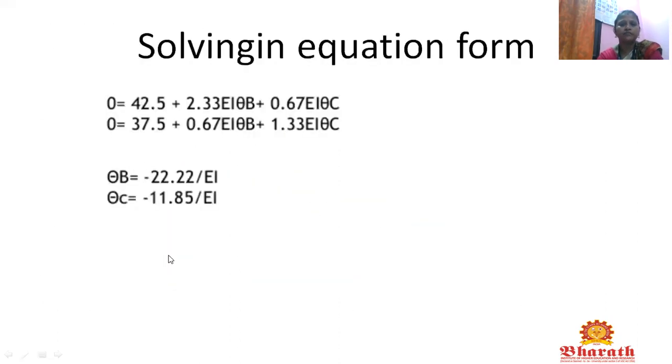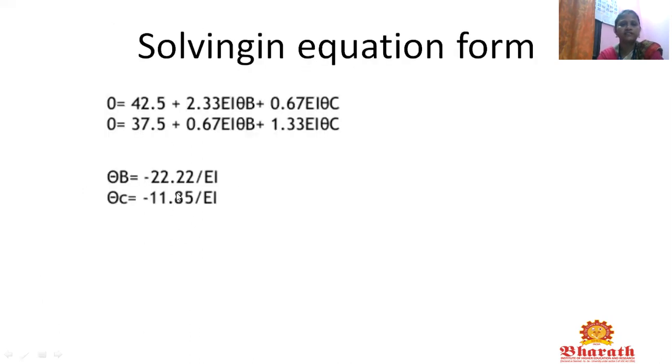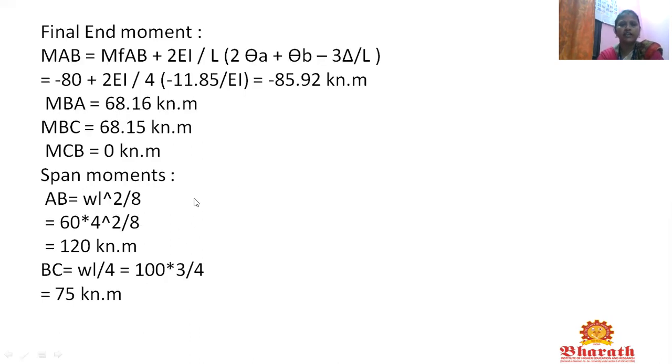We have to substitute in this equation. What is theta B that we got? It is minus 22.22 by EI, so substitute theta B. Theta A is 0, because A is fixed, and in the case of a fixed support, the slope is 0. So this term becomes 0, plus theta B, where we substitute that value, minus 3 del by L.